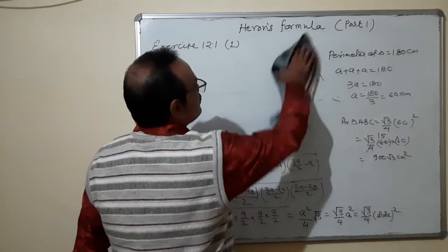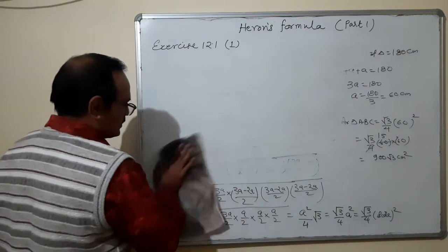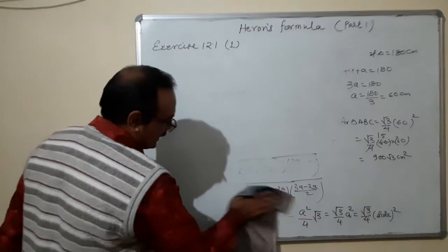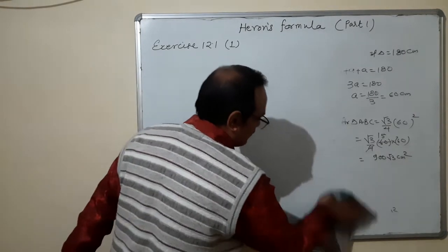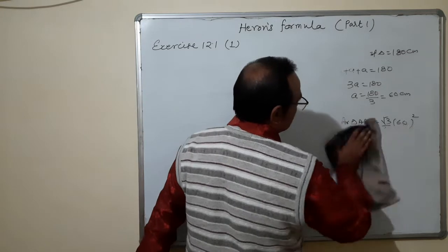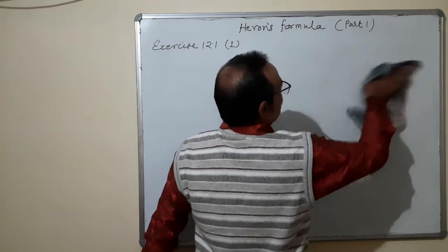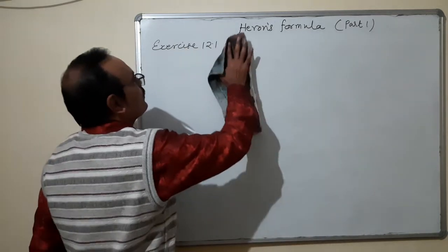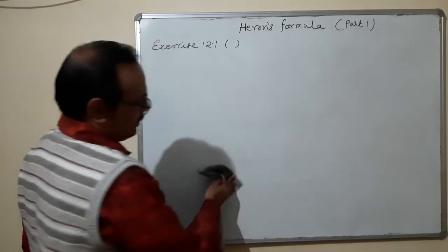So now one thing you should remember, that whenever the triangle is an equilateral triangle, simply we can use root 3 upon 4 side square. Okay. Root 3 upon 4 side square. But limitations are there in this formula. It is used only for equilateral triangle.